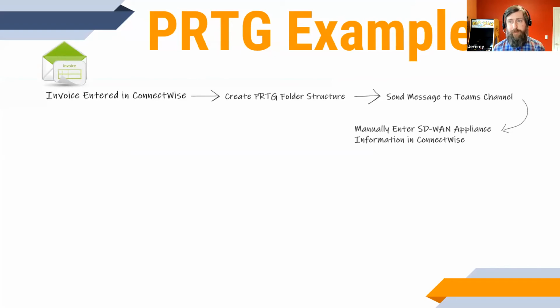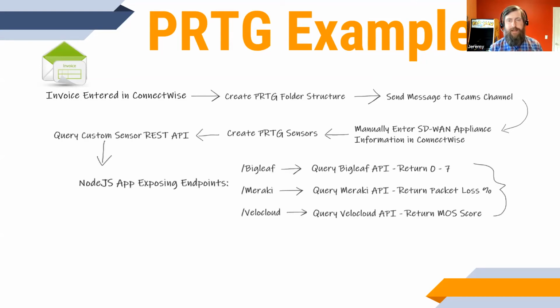Once the SD-WAN appliances get provisioned, we need to then enter that SD-WAN information into our source of truth, ConnectWise, right? Every SD-WAN provider has serial numbers or IDs or whatever. So it is a manual process for us to go grab those from those disparate sources and enter them in our source of truth. Once those are entered, the script automatically creates sensors in PRTG. But again, not all SD-WANs are alike, right? We can't say, here's an SNMP key, or here's an IP address to ping. So here we wrote another custom Node application that exposes APIs to PRTG. PRTG does have a sensor that can query REST APIs and get JSON back and parse that.